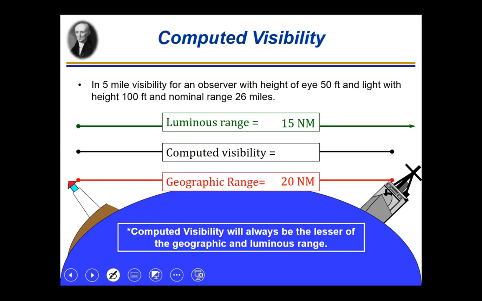So when visibility decreased by 5 miles, we now have, with the data from this problem, geographic range equivalent to 20 nautical miles and luminous range equal to 15 nautical miles. So in this case, the lesser of those two values is your computed visibility. That ends up being 15 nautical miles.